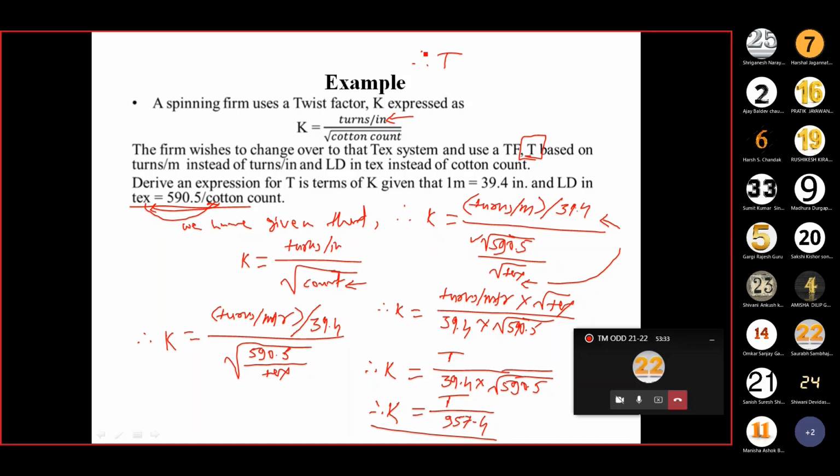So I will convert for T. Therefore T is equal to 957.4 into K. This is the relation, and this will be the answer that you have to find here. So in this way you have to solve this numerical.